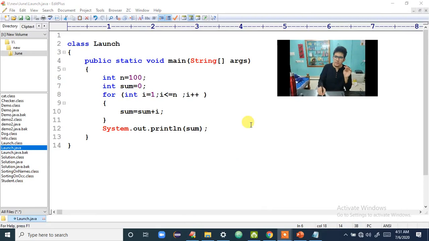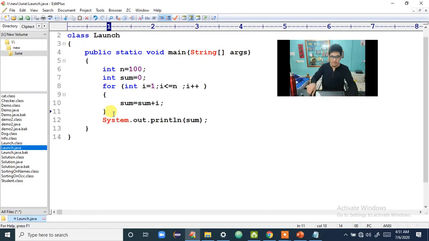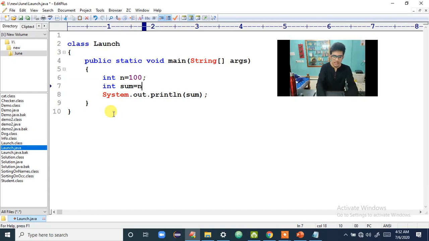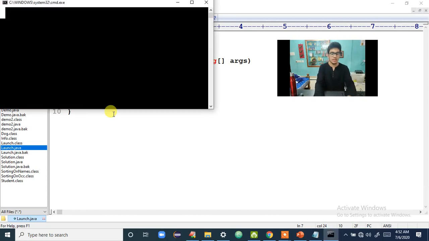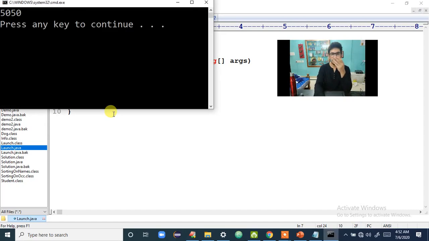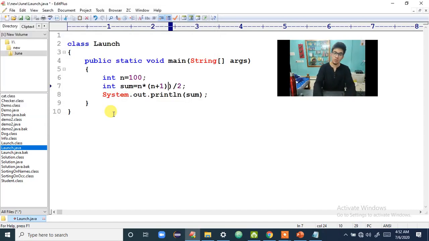Before writing that program, you can write it like this. What you have to write? You have to write sum is equal to directly n into n plus 1 divided by 2. Okay, let's see. For the n value 100, 5050. So should I give one more bracket here like this?